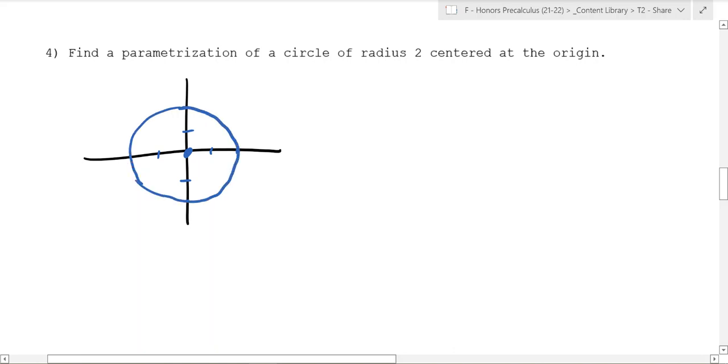So that's the path we want to go on. But how many different ways can you ride this circle? Meaning, if this was a circular track, you could run it many different ways. How many ways?